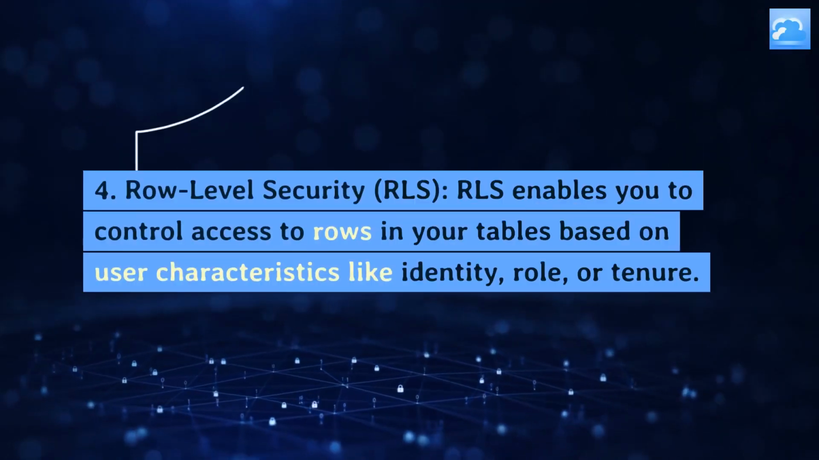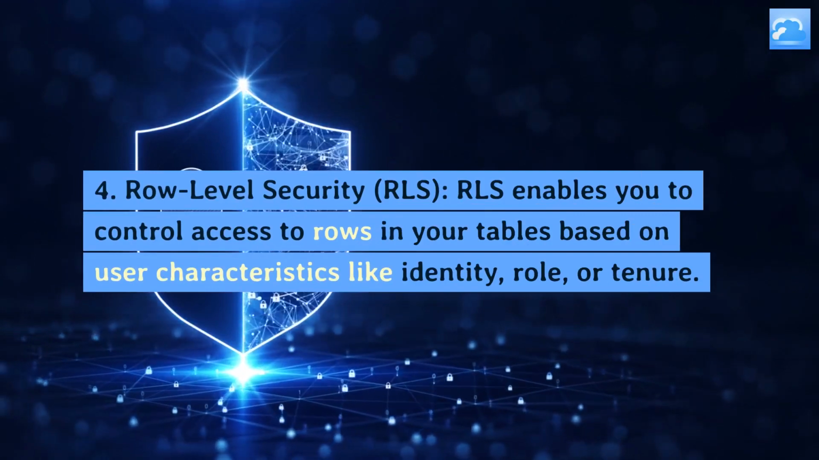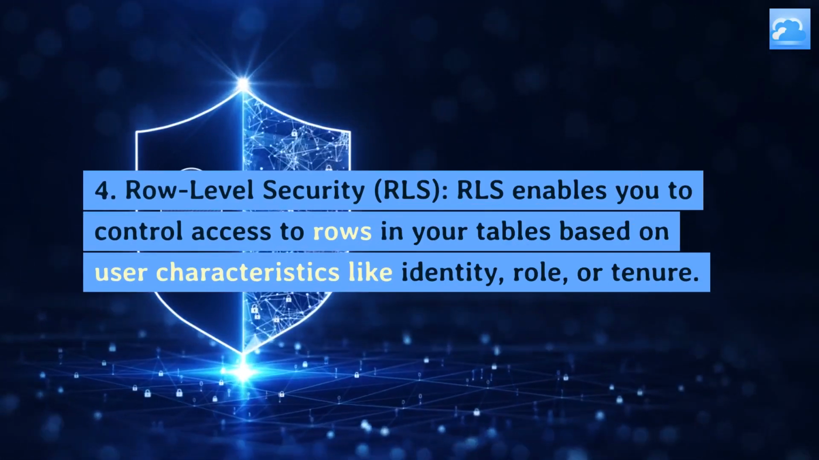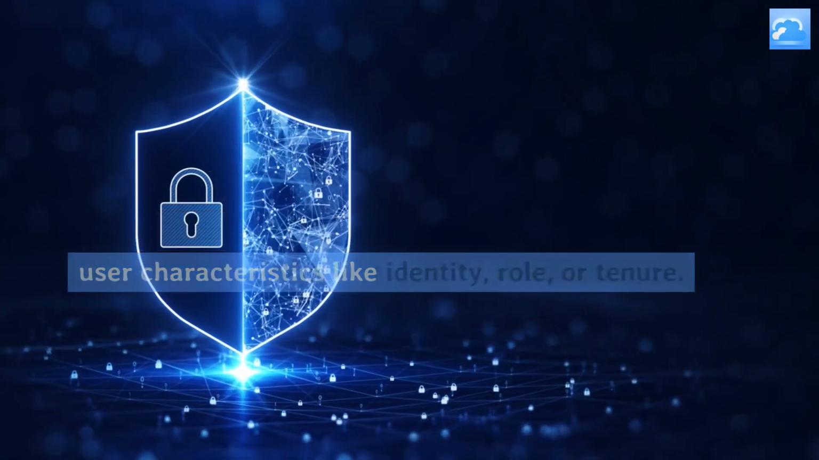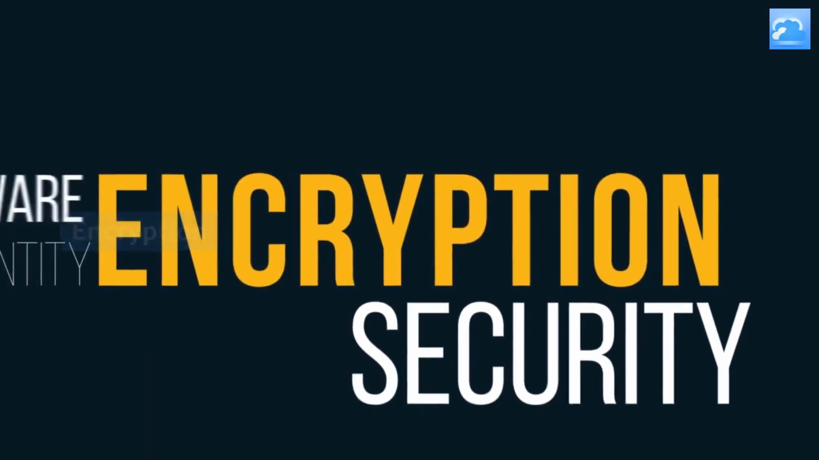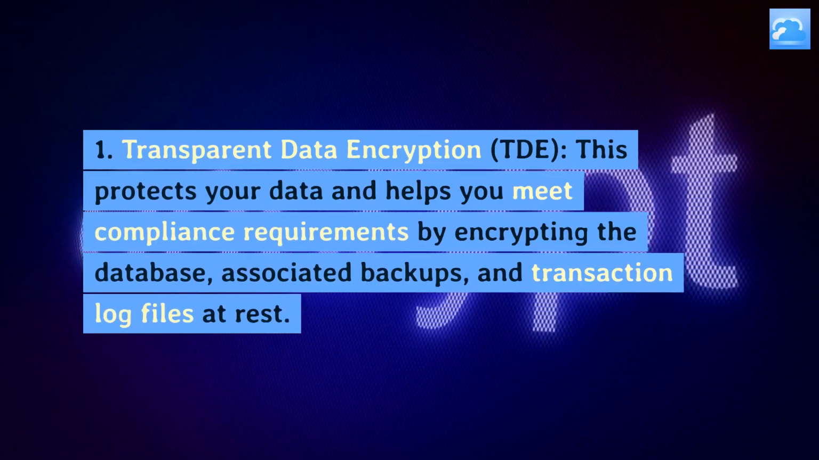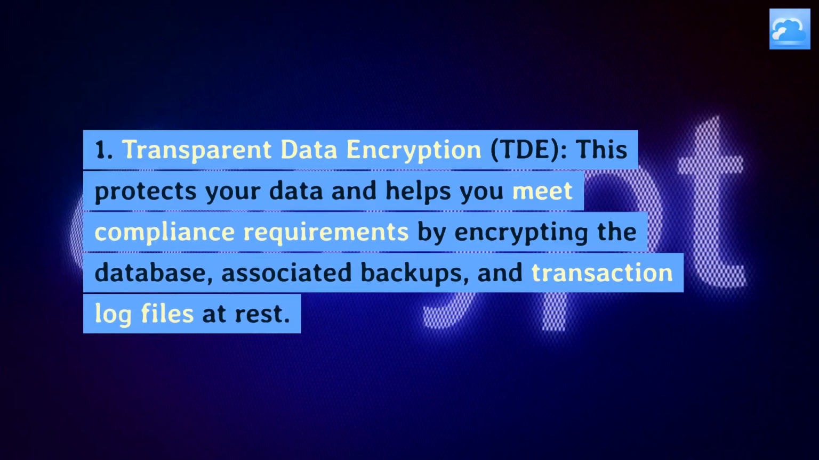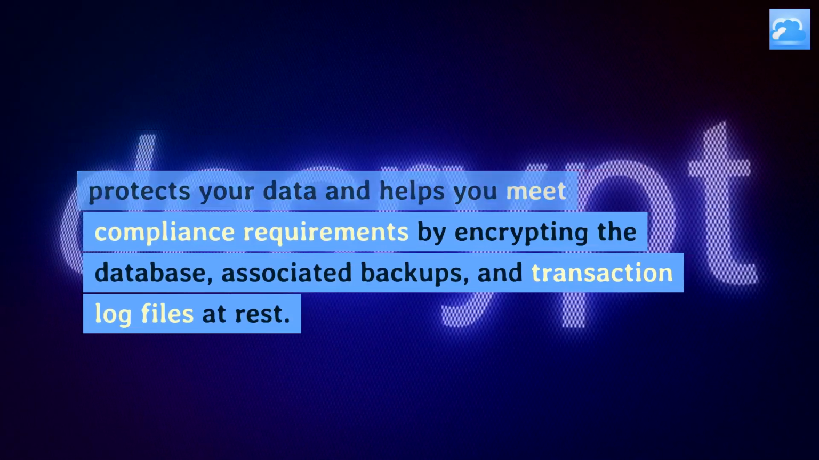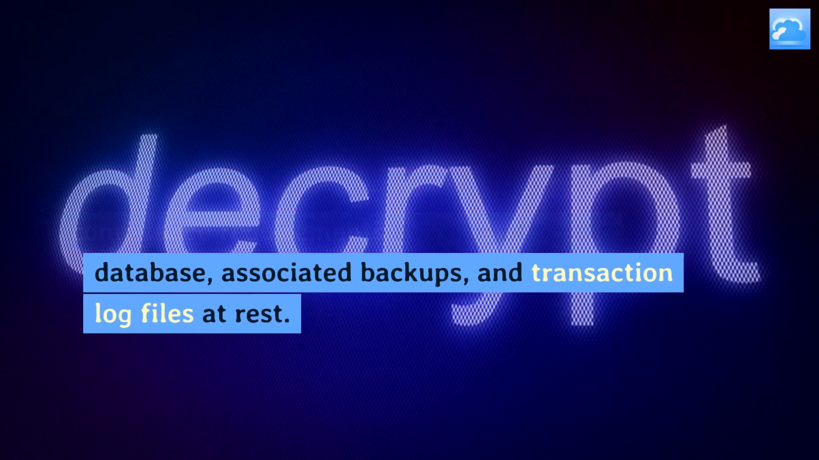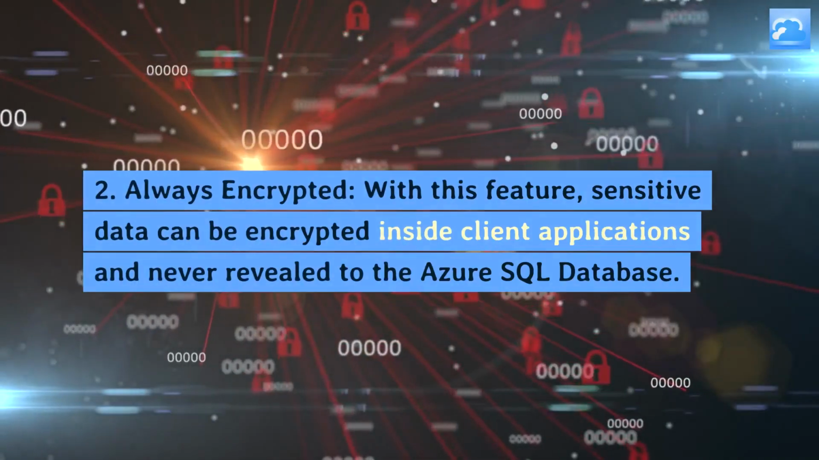4. Row-level security, RLS. RLS enables you to control access to rows in your tables based on user characteristics like identity, role, or tenure. Encryption. 1. Transparent Data Encryption, TDE. This protects your data and helps you meet compliance requirements by encrypting the database, associated backups, and transaction log files at rest.